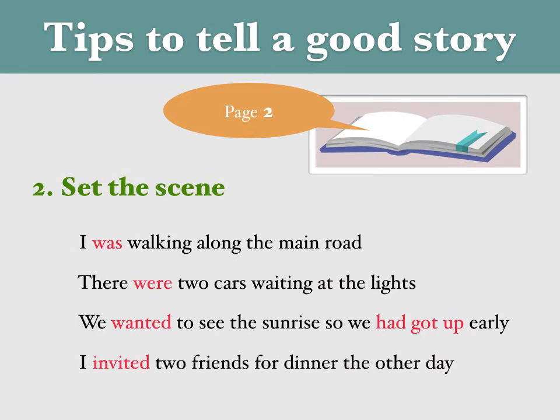Once we've started with our main point, the second element to a good story is to provide the background, or set the scene. What was happening? Where were you? What was the weather like? And so on. These help to build up to the main part of the story, which is the action. One common kind of language for setting the scene is the use of the past tense. For example, I was walking along the main road. There were 2 cars waiting at the lights. We wanted to see the sunrise, so we had got up early. I invited 2 friends for dinner the other day.